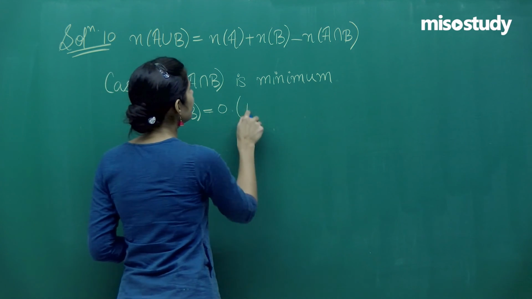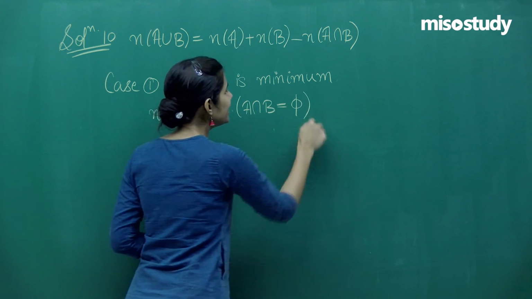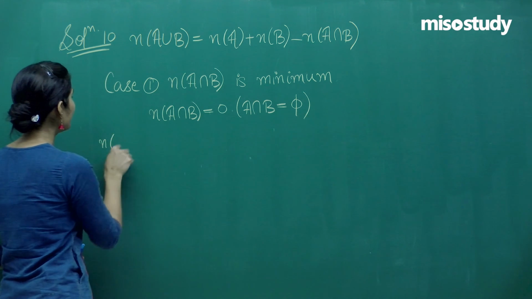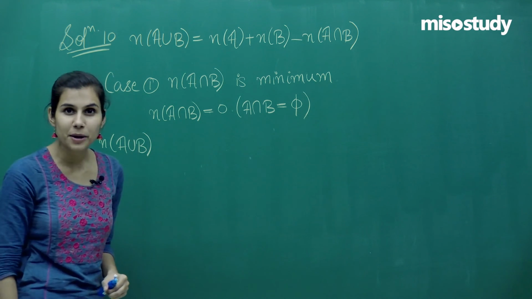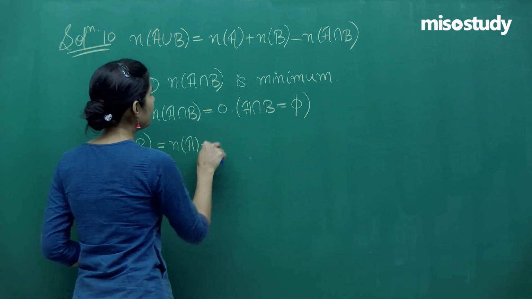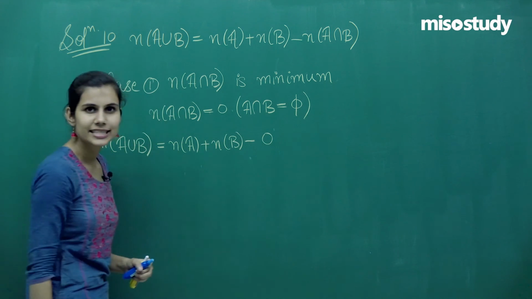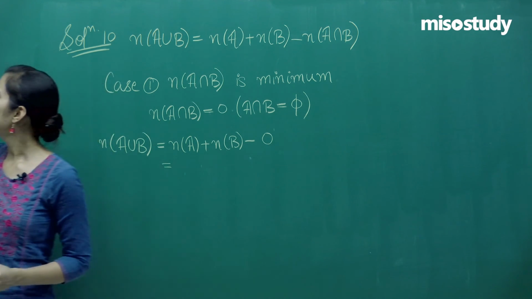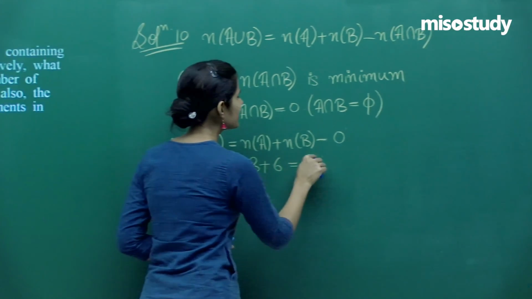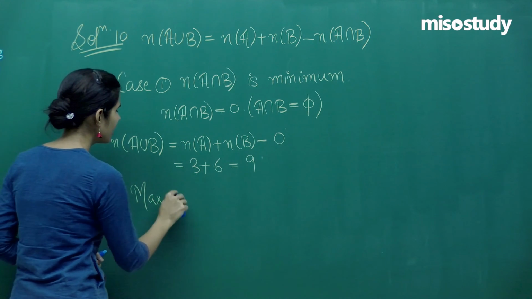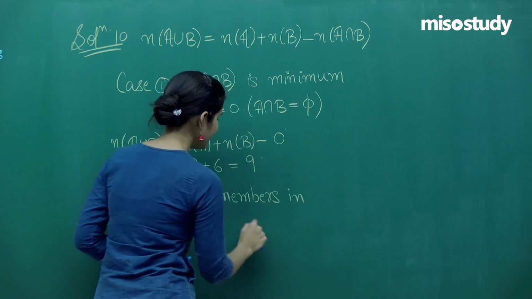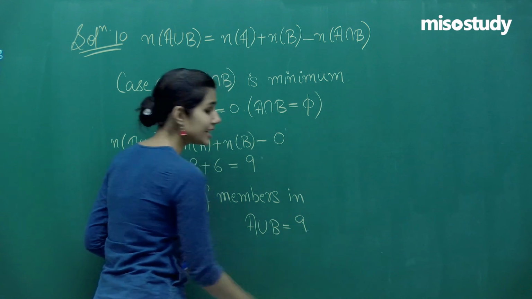This can happen when A intersection B is an empty set. That means there are no members common to A and B. Once you have this, the number of members in A union B will be maximum because I am reducing nothing. Therefore, this is equal to the number of members in A plus the number of members in B minus 0. The number of members in A is given to be 3 and in B is given to be 6. Therefore, 3 plus 6, which is 9, is the maximum number of members in A union B.